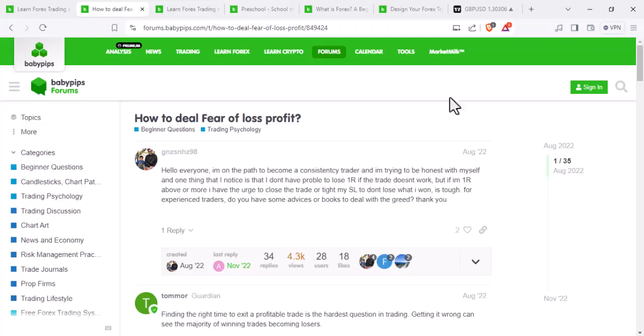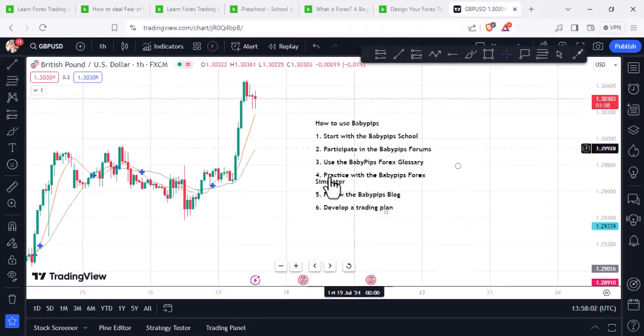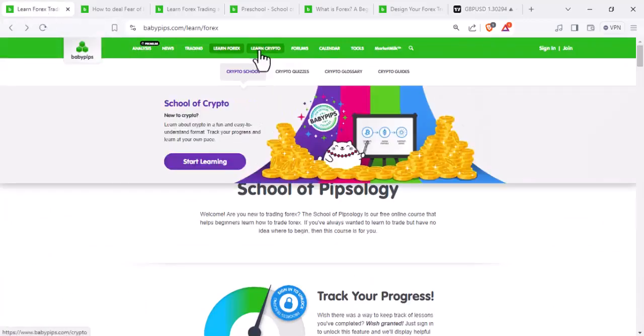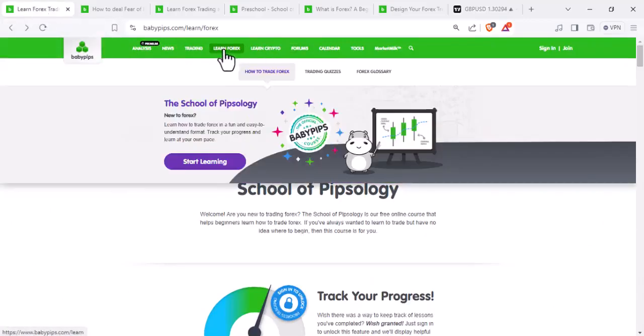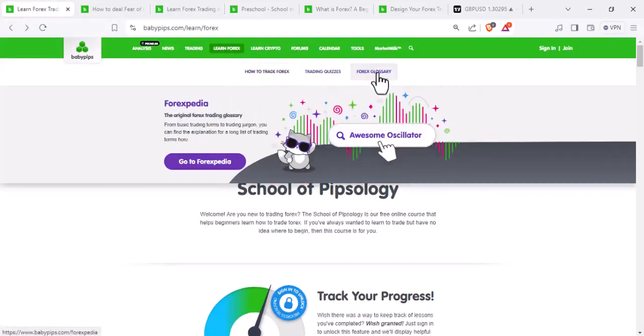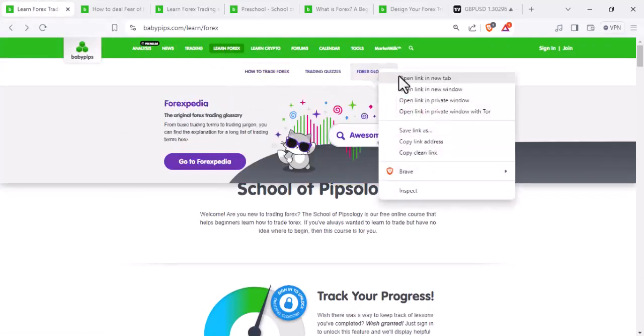So the very third step we're going to take that will help you to use Babypips very well is to use the Babypips Forex Glossary. Let's go back to our site, Babypips, and then go to Learn Forex, and then look at Forex Glossary over here. I'll just open it in a new window.